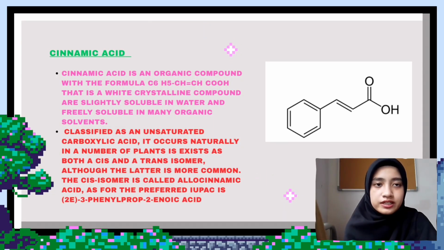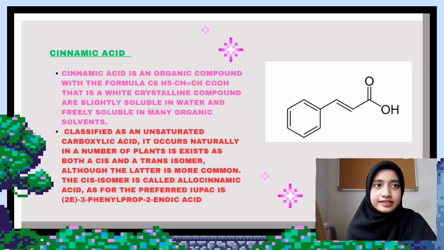Now, let's talk about cinnamic acid. Cinnamic acid is an organic compound with the formula C6H5CH=CHCOOH. It is a white crystalline solid that is slightly soluble in water but dissolves easily in many organic solvents. It is classified as an unsaturated carboxylic acid because it contains a carbon double bond and a carboxylic group.